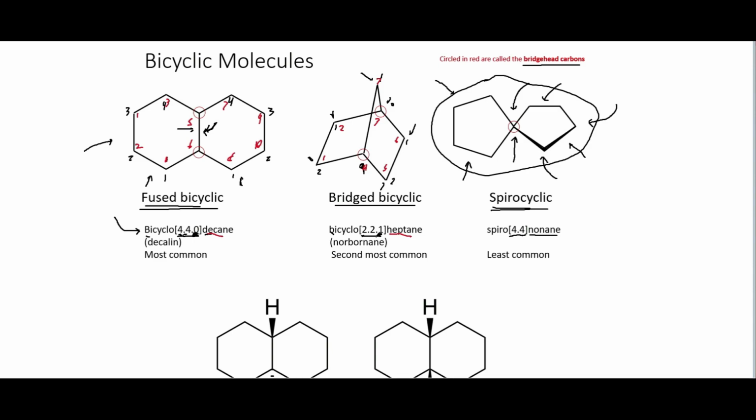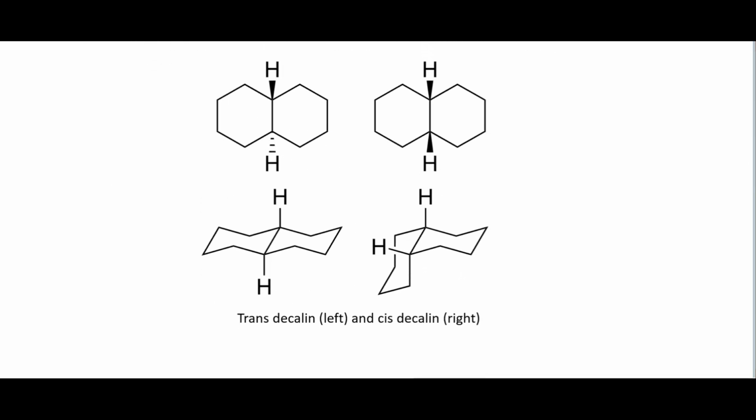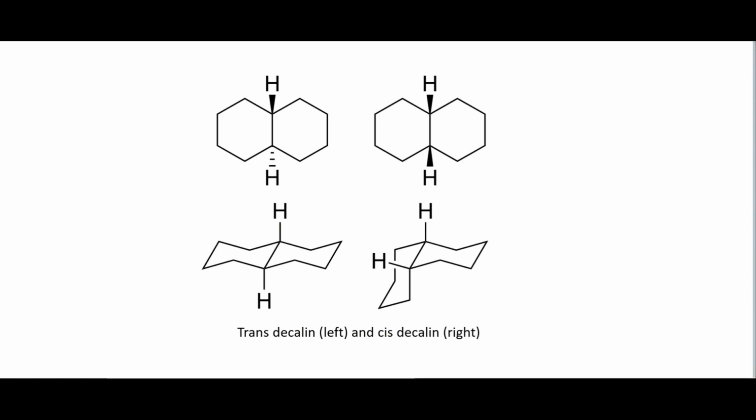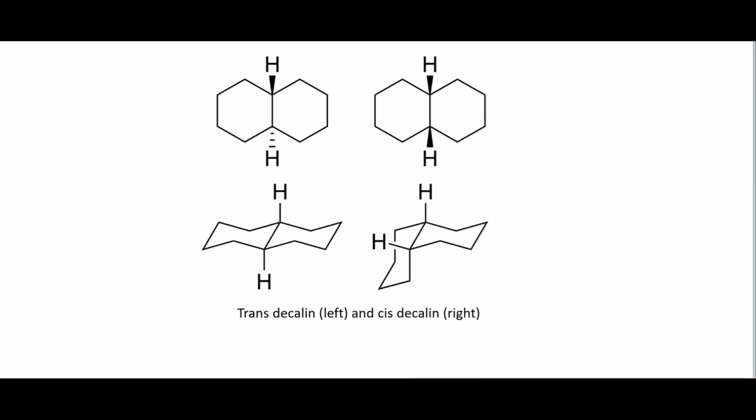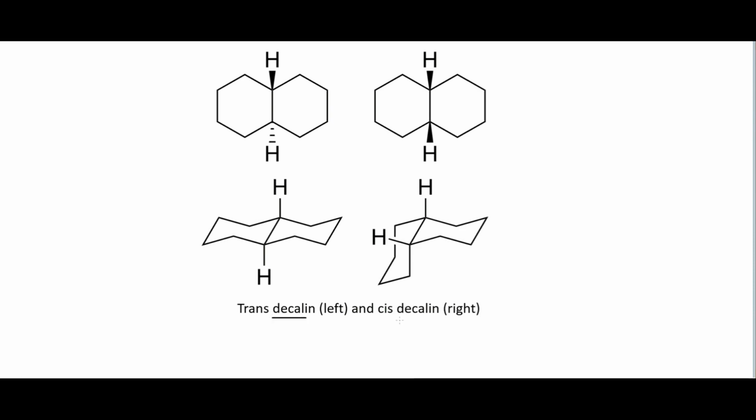And so we can also get these conformations, like with this fused bicyclic, which we see here in parentheses, is shorthand called decalin. So we can have the trans decalin and cis decalin, where the carbons here have the hydrogen going into the screen and coming out of the screen, or we can have the cis where they are in the same direction here.